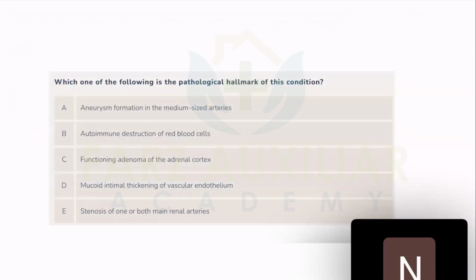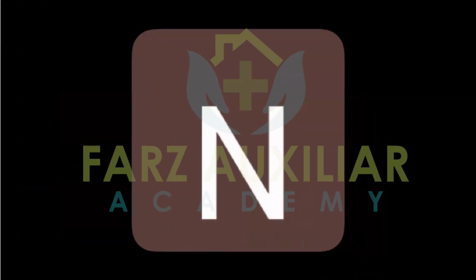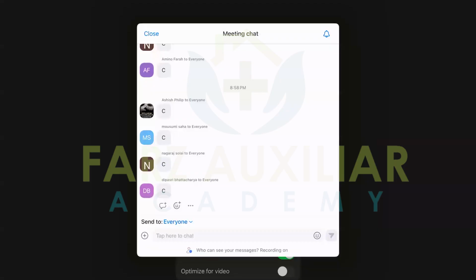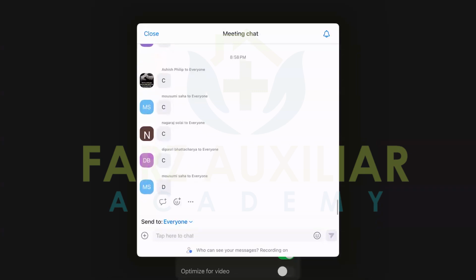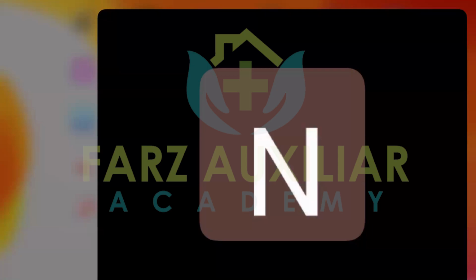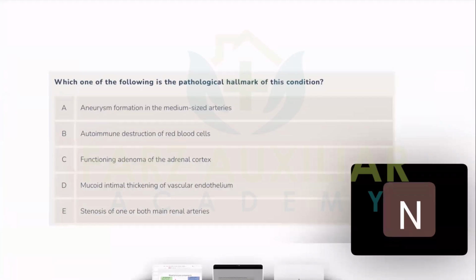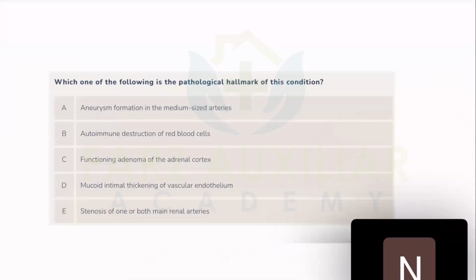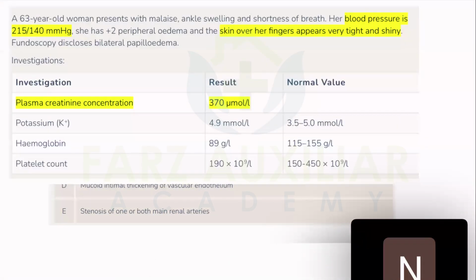What is the pathological hallmark? It is mucoid intimal thickening. I think this is the previous question. I'm telling you the question. These are the options. This is the question.